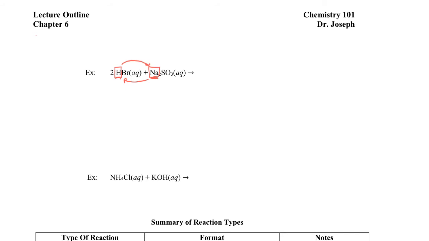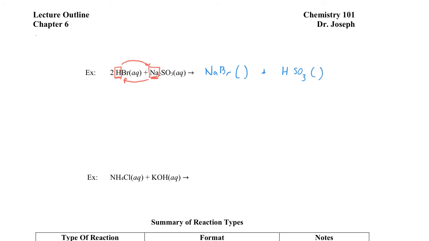So let's write out the formula for the products for each of these. So we're going to have sodium with bromide, so we're going to have Na with Br, and I'll put a space there for the phase. And then the other product, we're going to have hydrogen with sulfite. So we will have H and we will have SO3, and I'll put a space there for the phase as well.